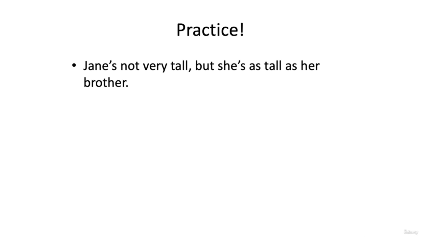All right, practice time. Can you find and identify the comparisons in these sentences? Jane's not very tall, but she's as tall as her brother. As tall as is the comparative. This means that Jane and her brother are the same size.